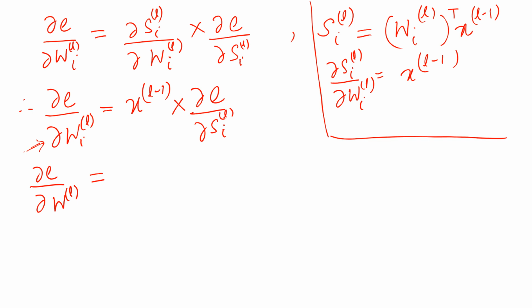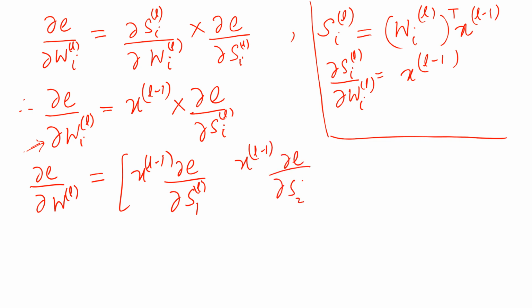And so this result for only that one column will then translate to the entire vector, which I'm going to write again and then rewrite it. X L minus 1 will stay, and then delta E over delta S1 of L, and then X L minus 1, delta E over delta S2 of L, and so on, depending on, let's say there were D such nodes, and so I'll have delta E over delta S of L, D of L.